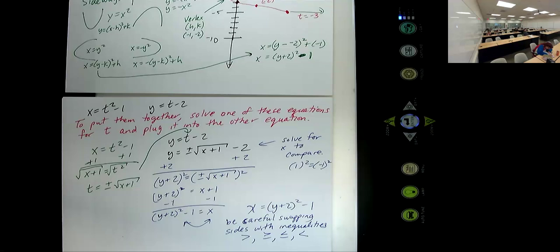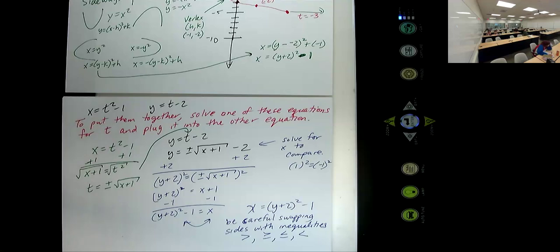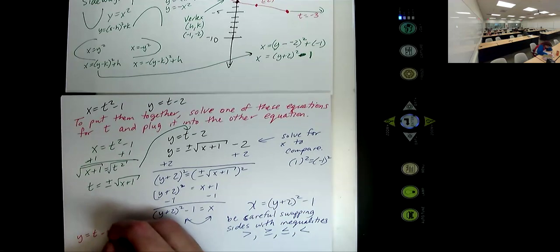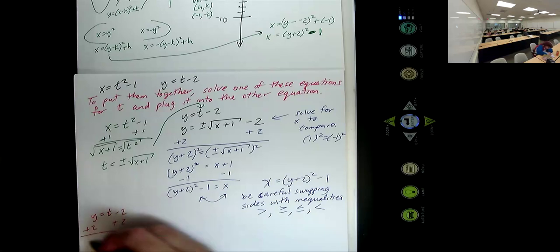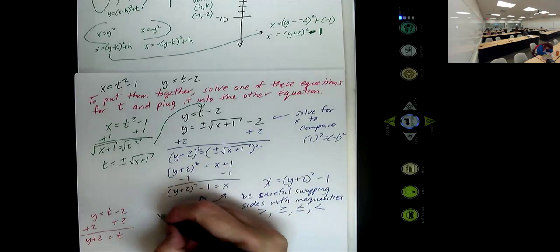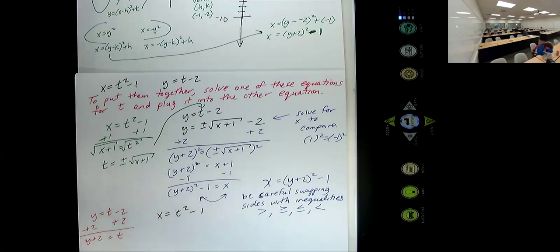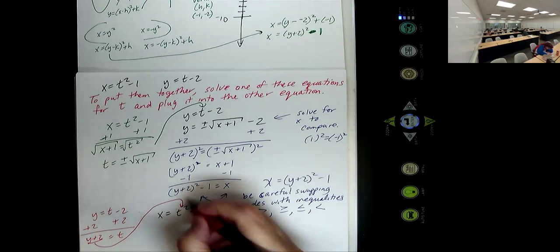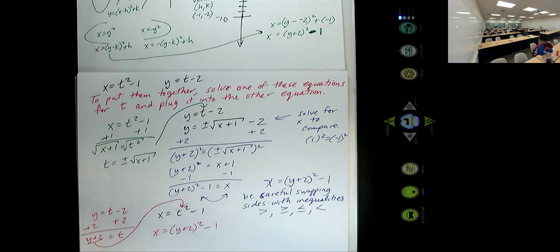That was a lot of work. What if we solve the other way? What if we started with y equals t minus 2? If I add 2 to both sides here, I get y plus 2 equals t. And we had x equals t squared minus 1. We're gonna take this and drop it in there, in parentheses. And we got to the equation right away. Look at that, super quick.